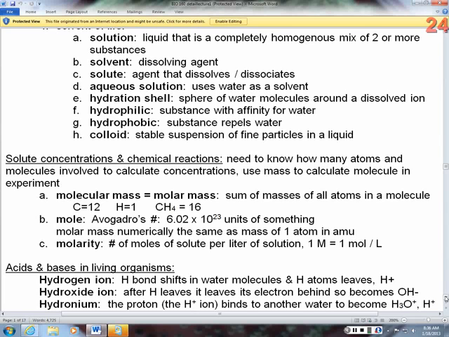So when we calculate the ratios of things interacting together, we need to know how many atoms, and because atoms are so small, we talk about it in terms of moles. But if we actually need to be able to measure it, then we have to convert it into grams, and that's how we do it.